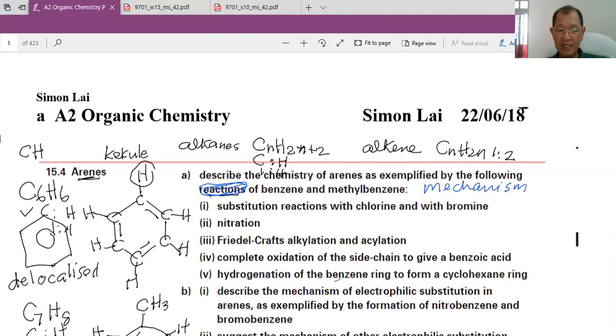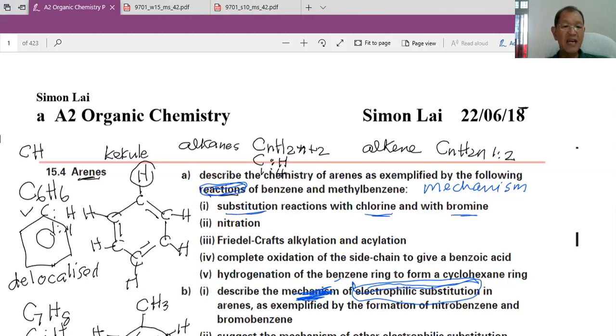Now, the key word is here. Describe the mechanism. And the name of the mechanism is called electrophilic substitution. I'll explain what it means. First of all, I'll give you the whole viewpoint. The whole thing, I call this a spider diagram, or whatever you call this method. Now, they say here is substitution.